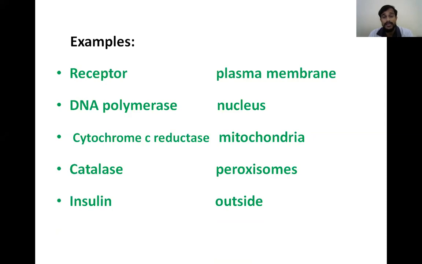And insulin, a hormone, is synthesized in the cytoplasm and sent outside the cell by translocation, because its function is outside the cell, where it has to act on other cells. So insulin is released outside the cell by translocation. All these, some occur by post-translational targeting and some by co-translational targeting, depending.